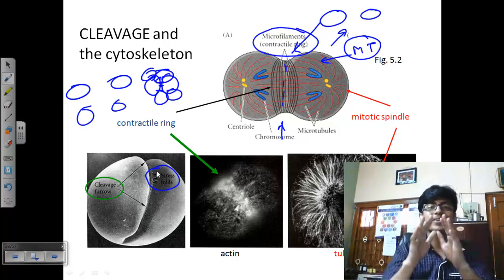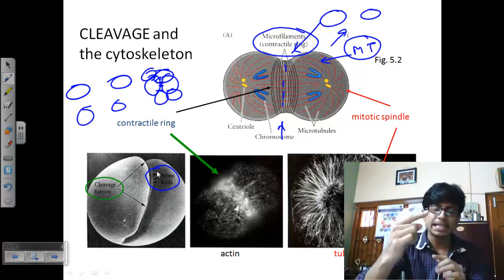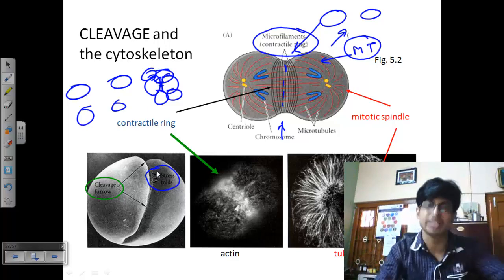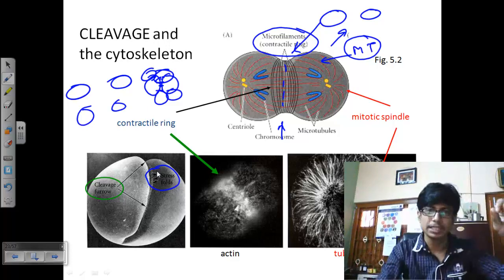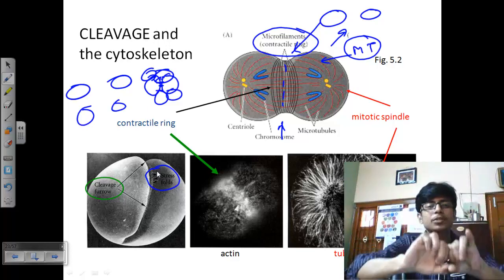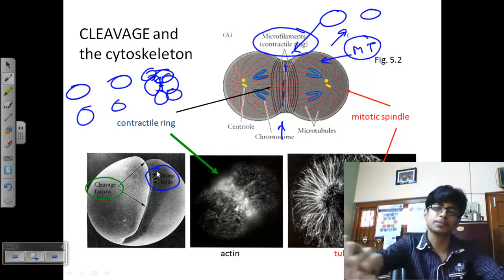This contractile ring made with microfilaments, the job of this is to simply create a stress and close the door slowly, so that microtubules get broken and the cytoplasms are apart.